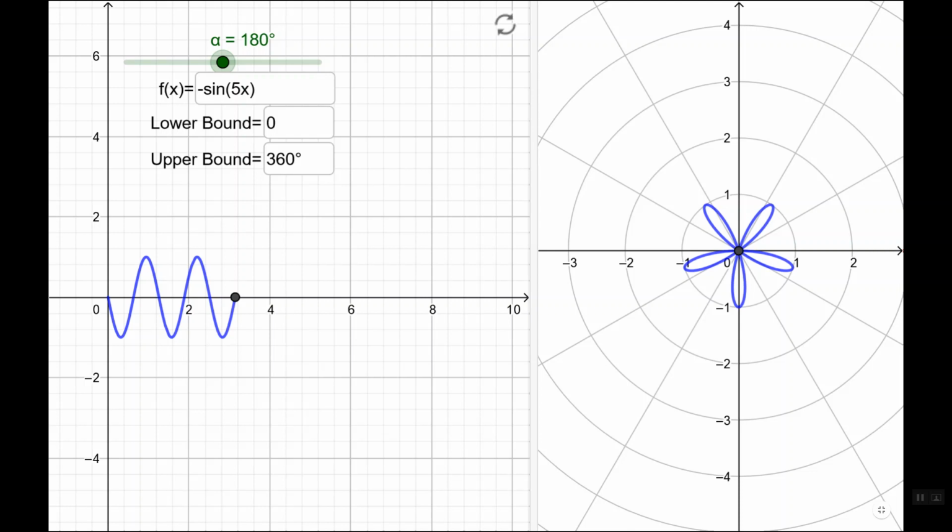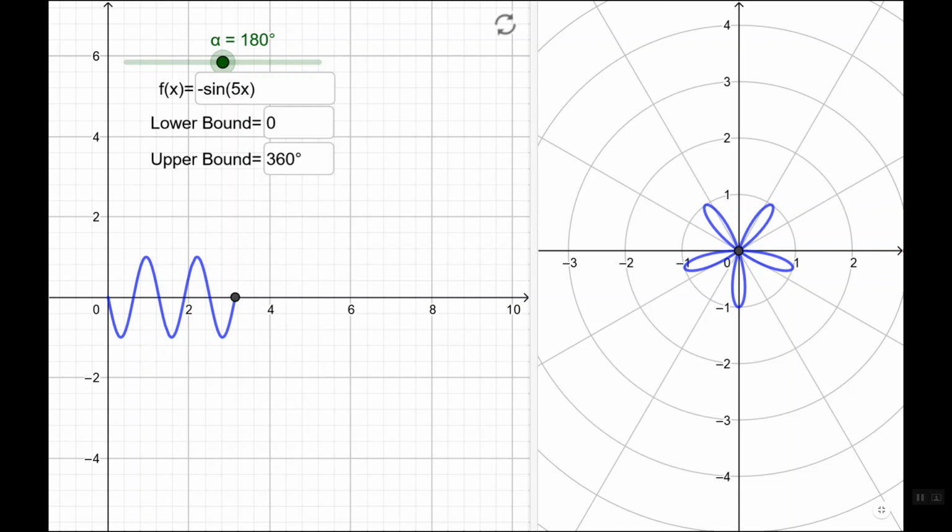So when you start looking at certain functions, what you want to do is start identifying what is going to be the period that you're looking for. Once you identify the period, or if there's any type of symmetry, then you can go through and start generating the rest of your graph.